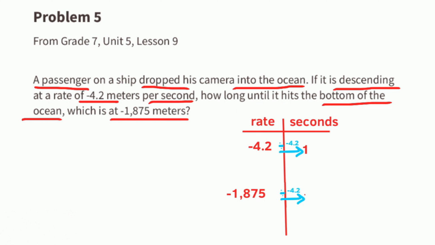The camera's traveling negative 4.2 meters per second. So how many times does negative 4.2 go into negative 1,875? It goes in almost 446 and a half times. And that's equivalent to almost 7.5 minutes. So it would take the camera just less than 7.5 minutes to reach the ocean floor.